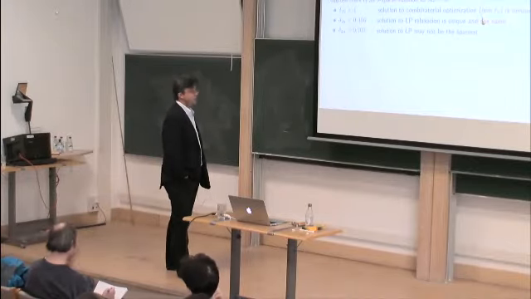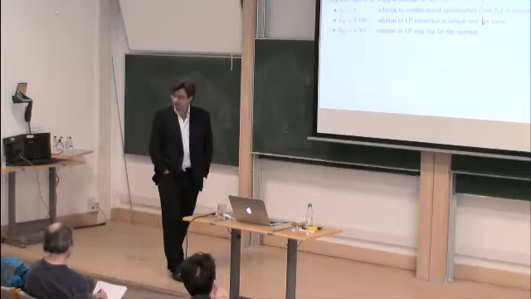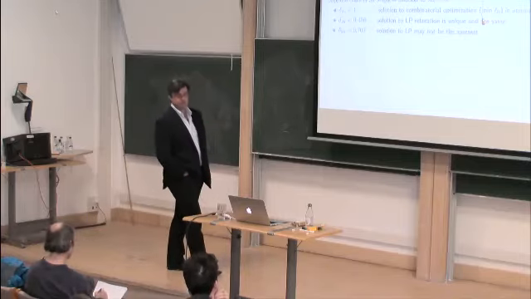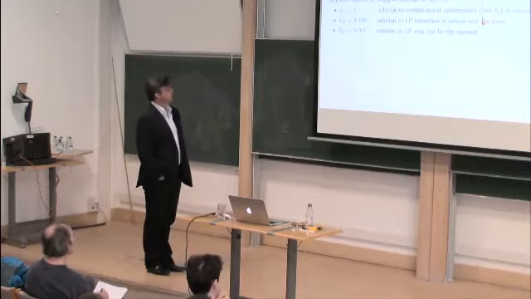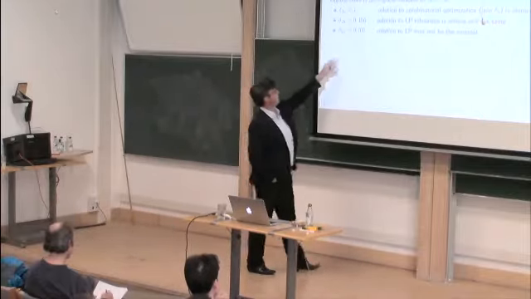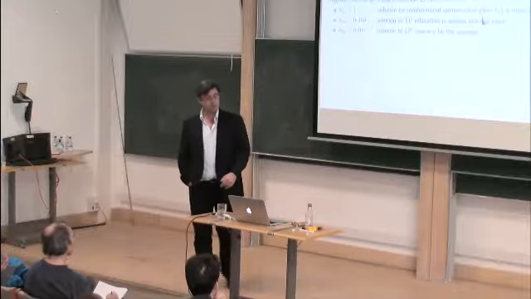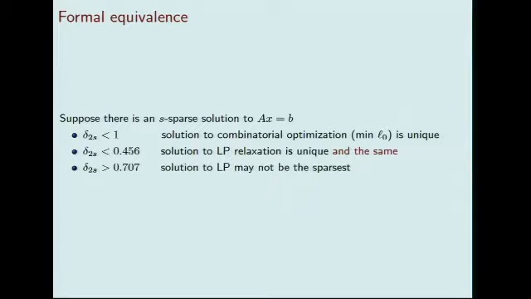Of course, this equivalence does not go all the way, because if it were to go all the way, then, as we know, you would prove again that P equals NP. So it has to break somewhere, and we know that it breaks at around 0.707, maybe lower. We know that if delta 2S is bigger than 0.7, roughly, the solution to the LP may not be the sparsest. Like L1 does not give you the L0 solution.